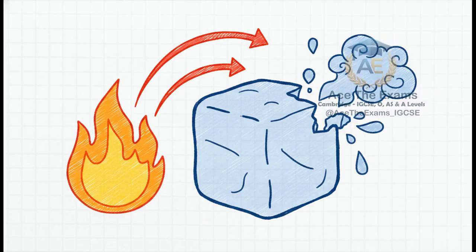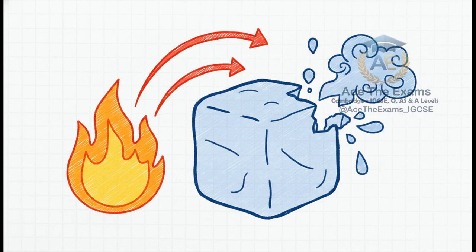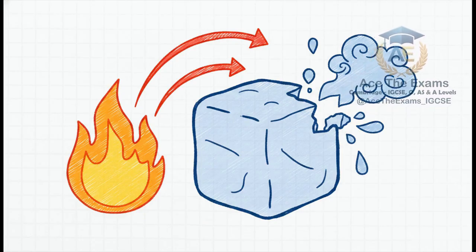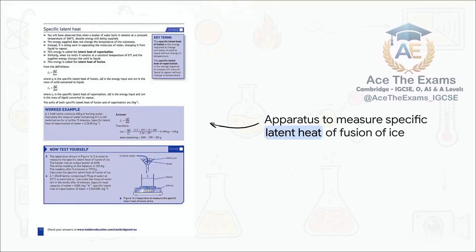I want you to mentally draft a PEEL paragraph right now explaining why we use delta M instead of just M. Got it? Good. It's because the energy is only consumed by the molecules that are actively breaking their intermolecular bonds.